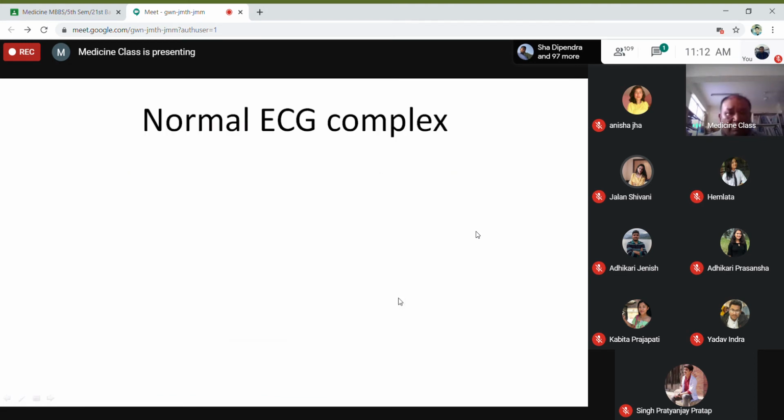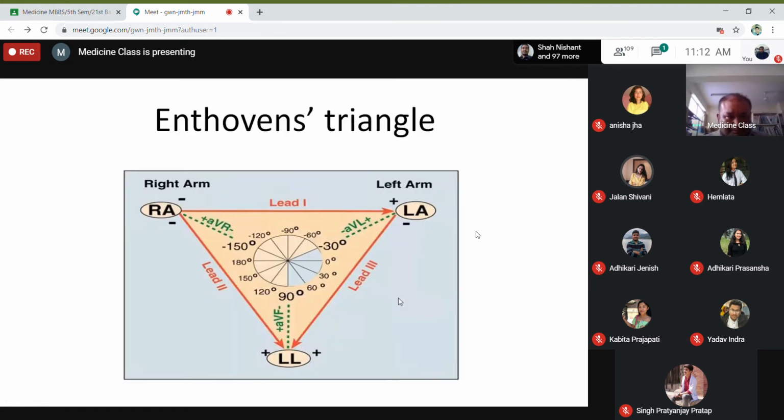If you remember, I think they have taught you in physiology also, the Einthoven triangle. In the Einthoven triangle, we use 3 limbs, suppose the right arm, the left arm, and the left leg. We use 3 limbs, and we join each limb together with one another.